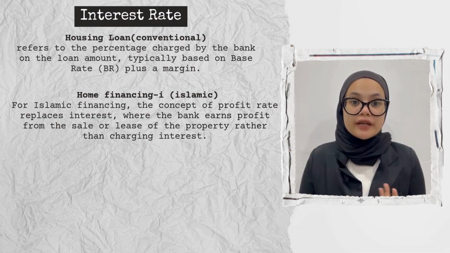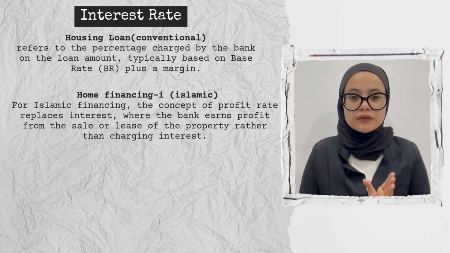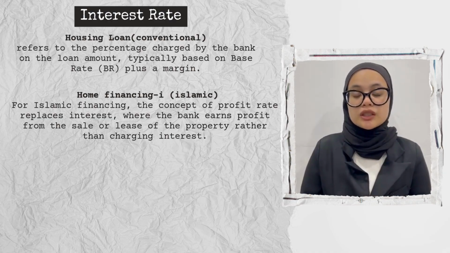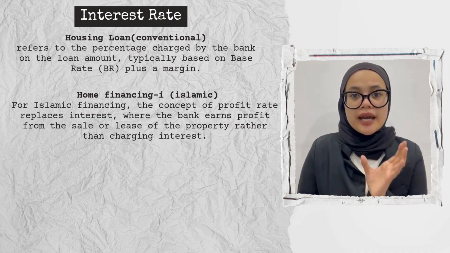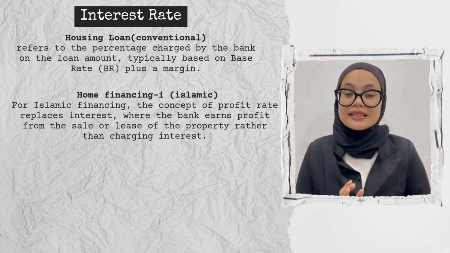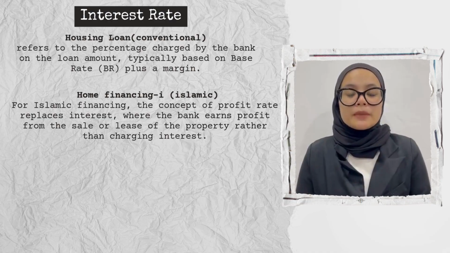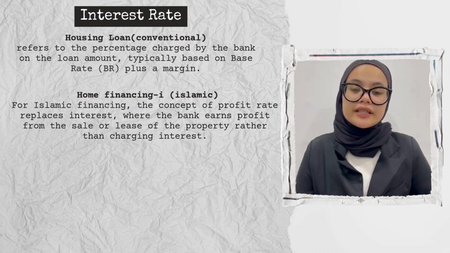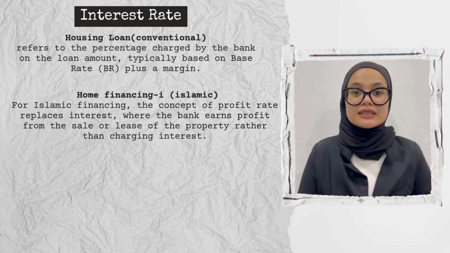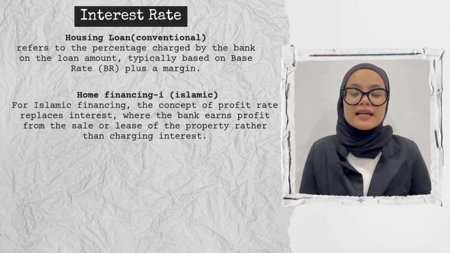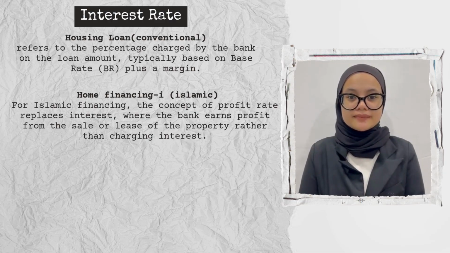While for Home Financing-i or Islamic loan, although it may also follow a floating rate similar to base rate plus margin, it avoids riba and applies a profit margin agreed upon in the agreement. For example, the rate for Home Financing-i will be slightly higher because it is a profit rate that has been agreed by the customer upon agreement.